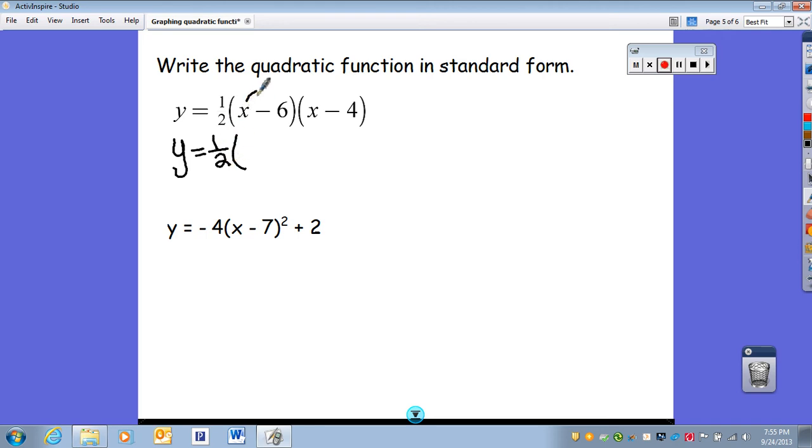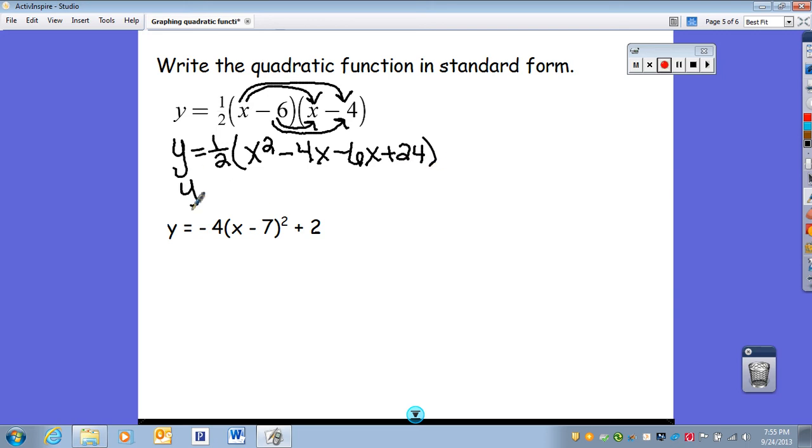So when we FOIL, remember we take the first term times the first term, x times x, which is x squared. The outside terms multiplied together, x times negative 4, which would be negative 4x. We're going to multiply the inside terms. Negative 6 times x is negative 6x. And we're going to multiply the last terms together. Negative 6 times negative 4, which is a positive 24.